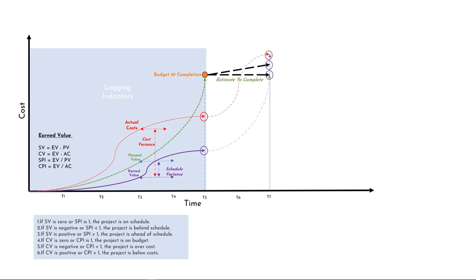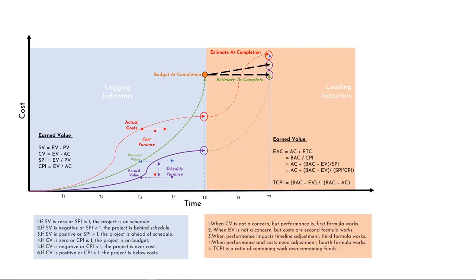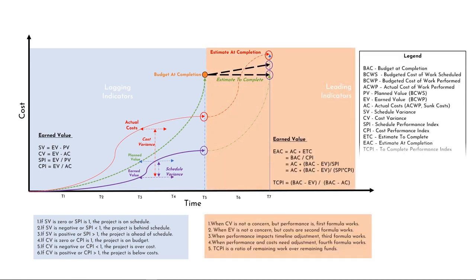The final cost for the project is estimated at completion. Together, the estimate to complete and estimate at completion are called leading indicators and are critical key performance indicators for the decision makers.